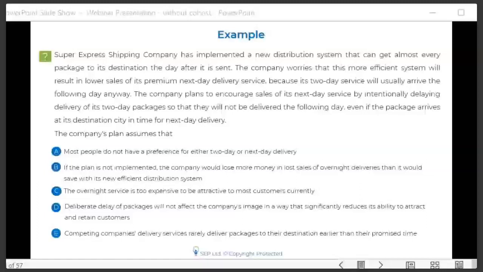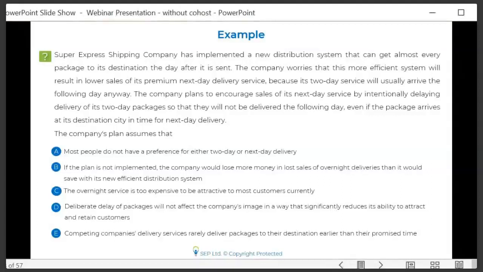Now the class is divided over choice B. 25% of you have chosen choice B, 25% of you have chosen choice E, and 50% of you have chosen choice D. So let us quickly move forward with our understanding or analysis of the passage.